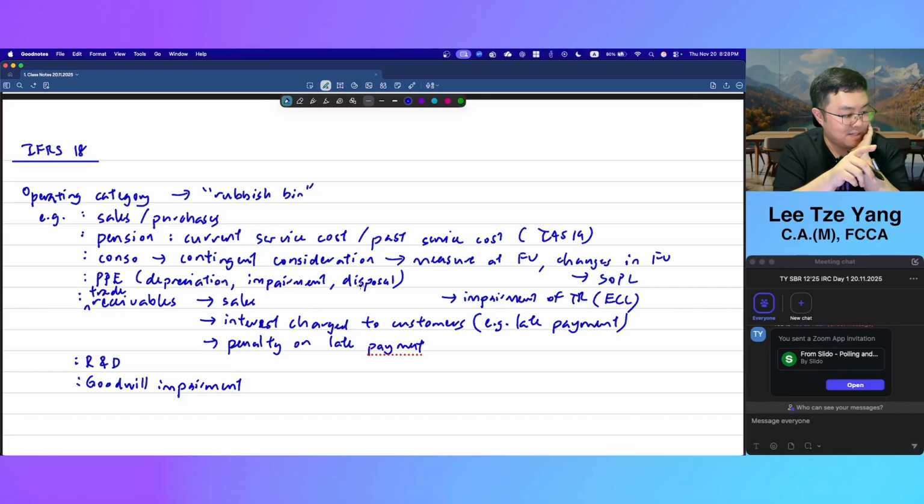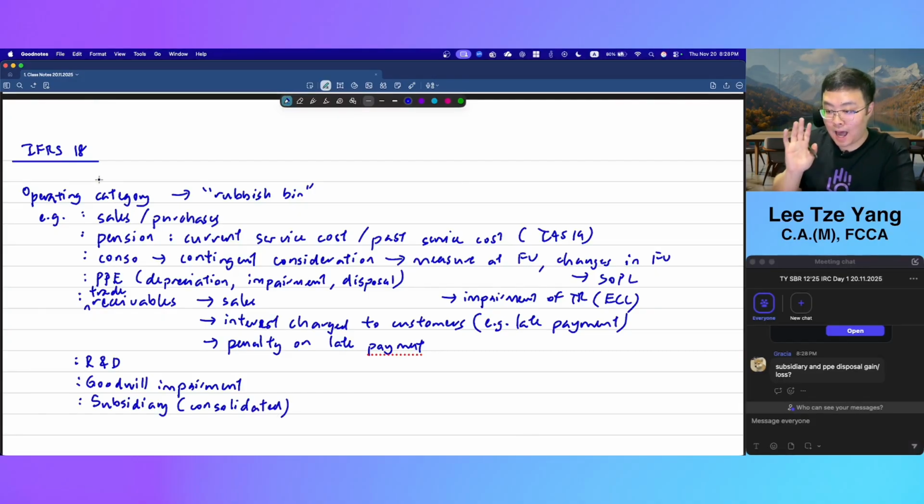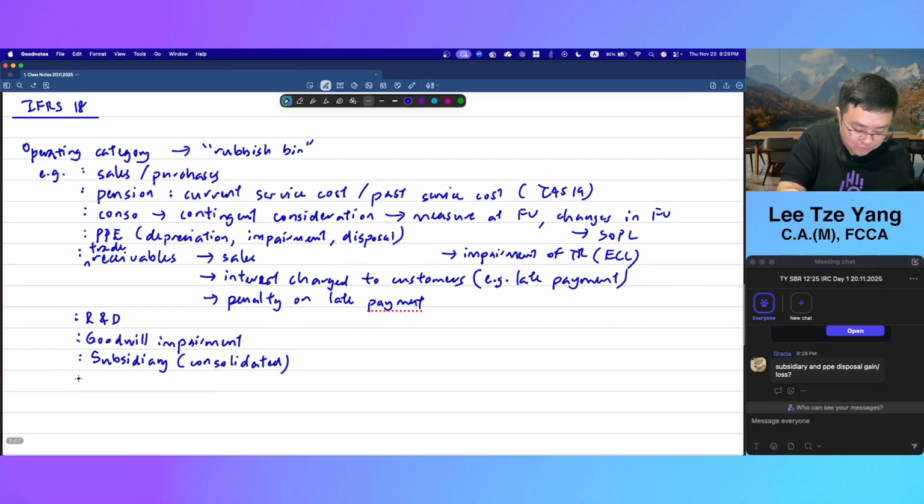I'm afraid I missed out some very important ones. Impairment loss, asset remeasurement. Oh, one more: subsidiary which is consolidated. Consolidated subsidiary is very likely under operating. Unconsolidated is under investing. Consolidated is under operating, like the PPE gain on disposal is here. There's one thing I want to tell you which we may have forgotten: share-based payment.